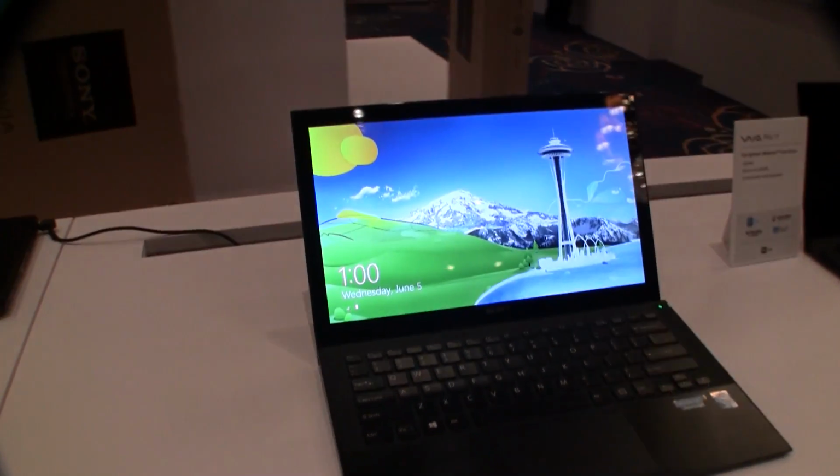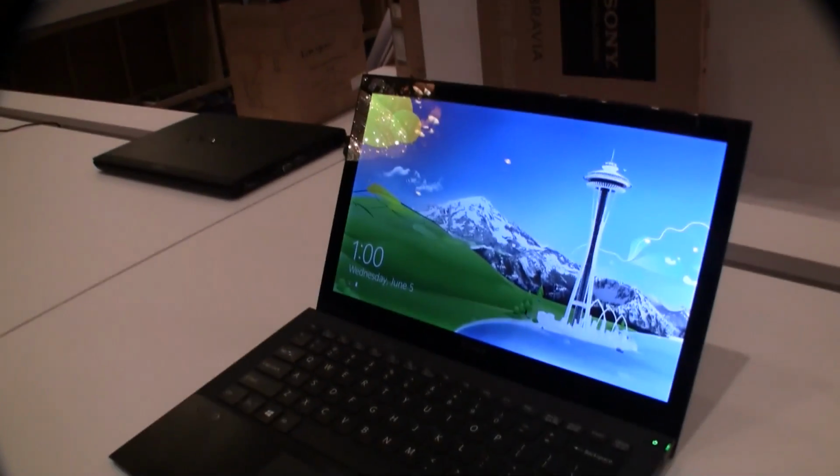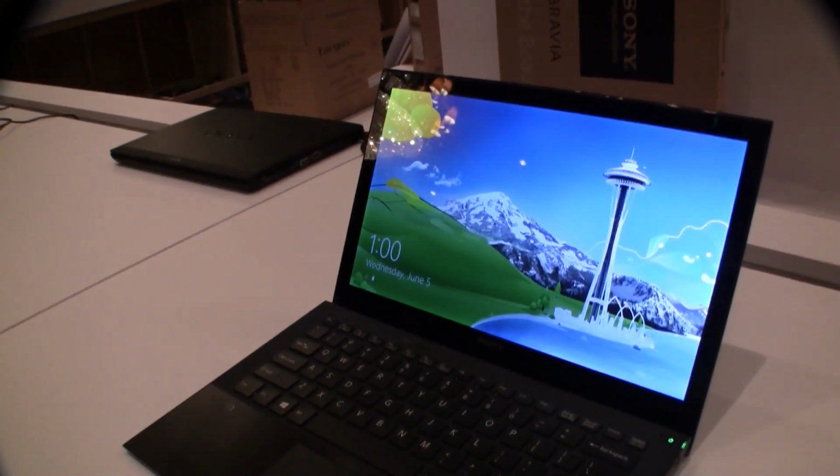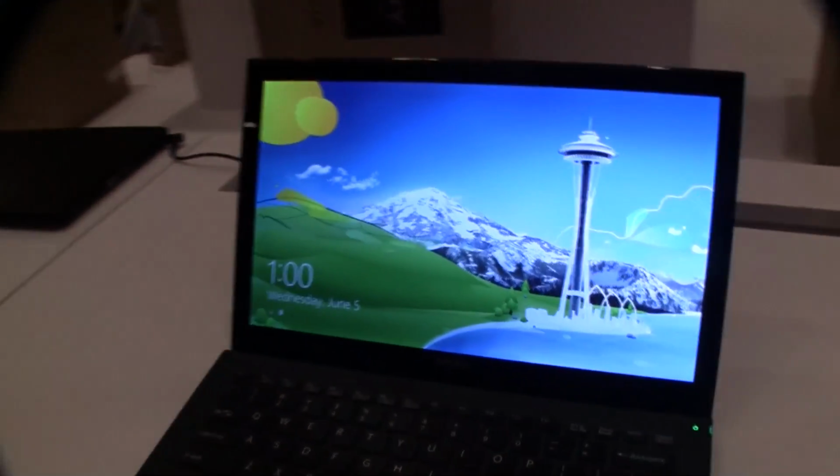13.3-inch, I said it already, 1080p display, of course, using the Triluminos technology from Sony. That means better colors, better brightness, better contrast. At least that's what Sony is telling us right now.